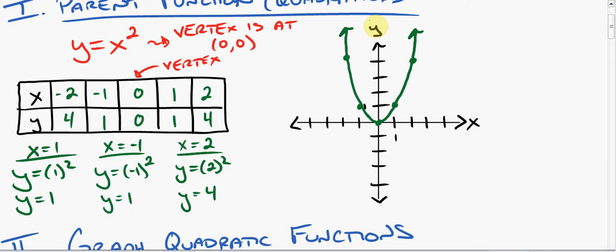And there's a couple of things we want to look at on this U-shaped graph here. Alright, first things first, your parent function will always have these points. So rather than having to graph your parent function doing this process over and over again, if you can just memorize these points, it might be slightly faster for you.